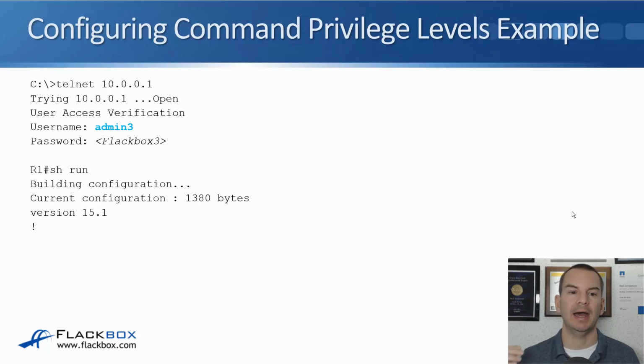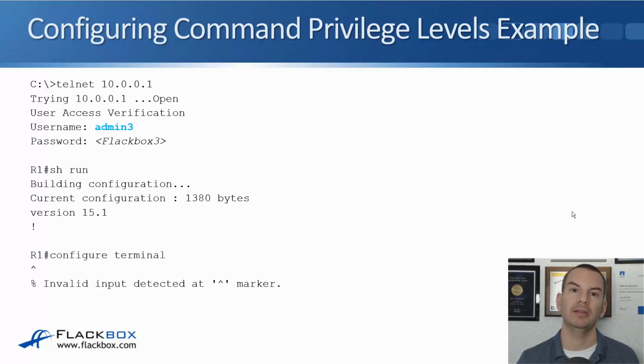But now when admin3 enters the command, they can do a show run. They're logged in at level 5, so the command will work now. But if they try to do a configure terminal, a config T, that fails because config T is still a level 15 command. So what we've done is we've given them some additional commands that they can run now, which was show run, but they're still not a full level administrator, so they can't make any changes.